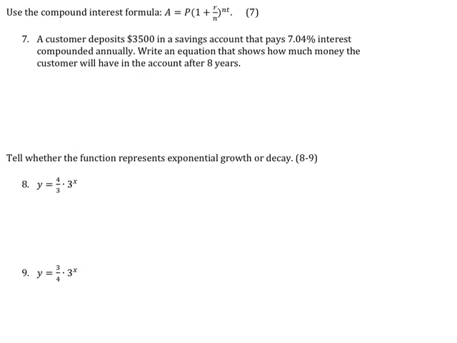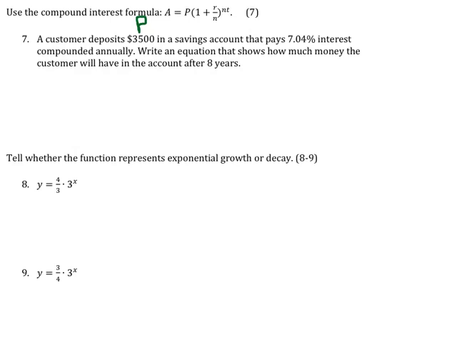Alright, so I hope in class you wrote down what A, P, R, N, and T stand for. So we'll go through. A customer deposits $3,500 in the savings account. That is the principal amount, so that'll be our P. Into a savings account that pays 7.04% interest.